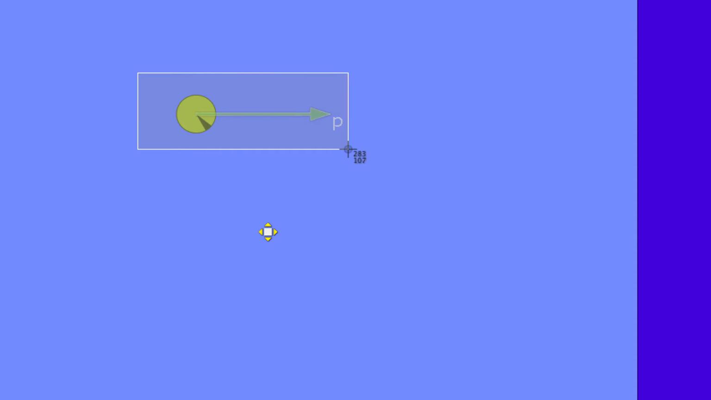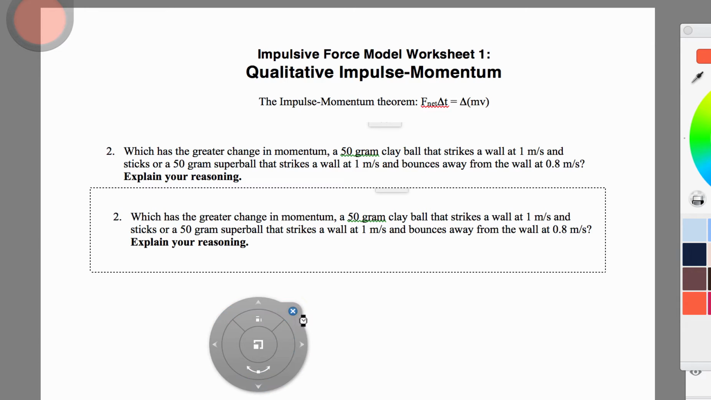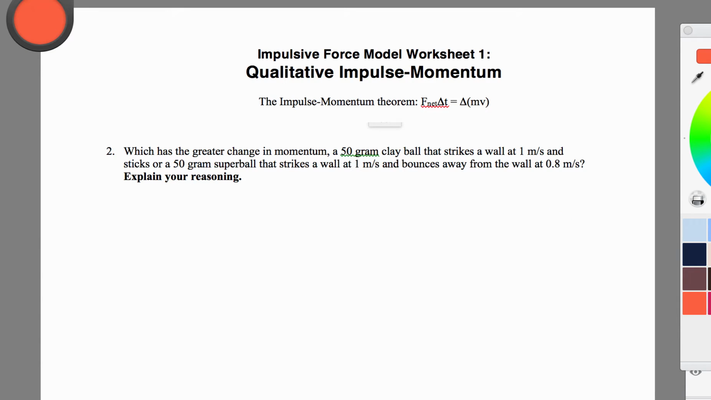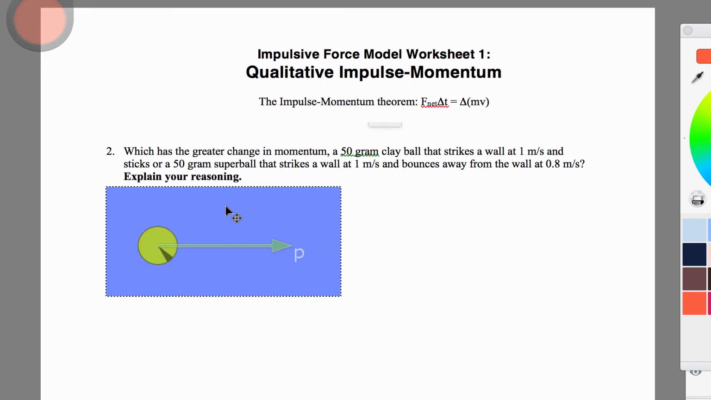I'm going to take a little screenshot of that and paste it in my sketchbook. It didn't work. Not hitting the right button. Command Control Shift 4. There's my ball. Sketchbook. Paste. There we go. Alright.